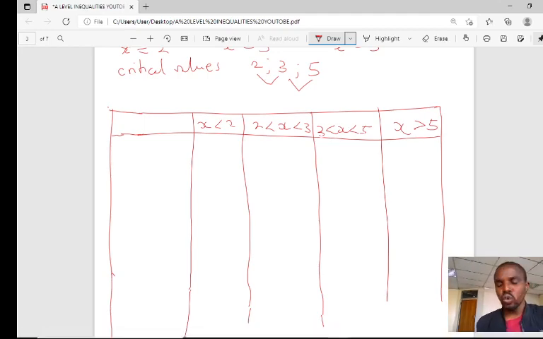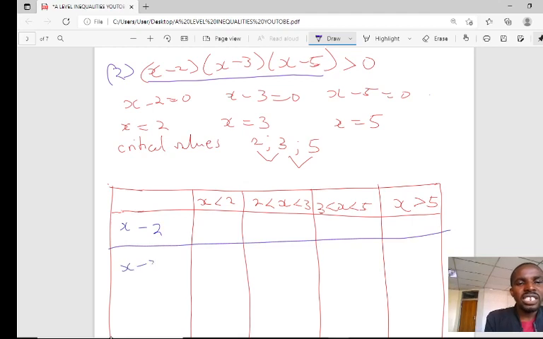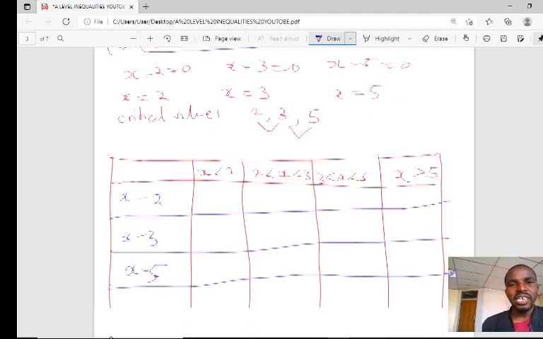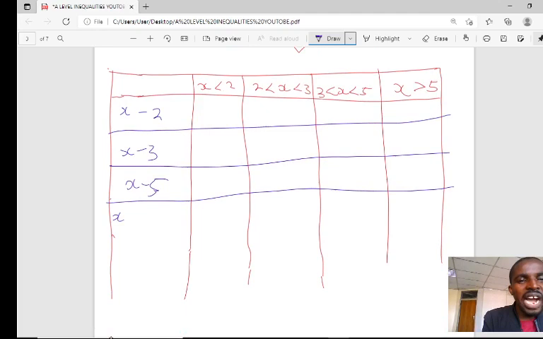Then the next thing that you have to do, you have to check on this part. Let me use a different ink here. On this part, you have to check your factors actually, right? You take the first one, which is x minus 2, then you put your line. Then the second one, which is x minus 3, then you put your line. Then the third one, which is x minus 5, then you put your line like this. Then at the end here, you can just put all the factors representing our function, x minus 2, x minus 3, and x minus 5.